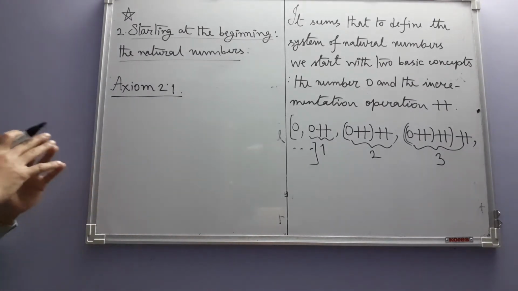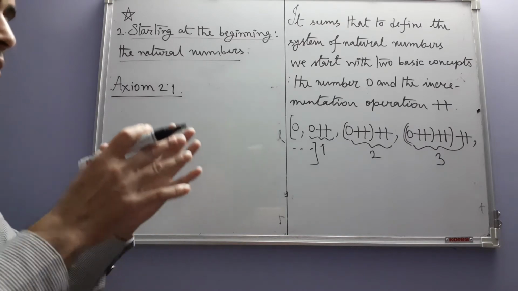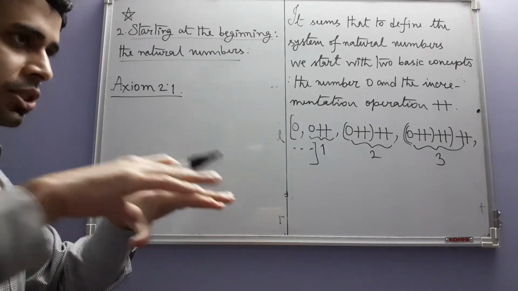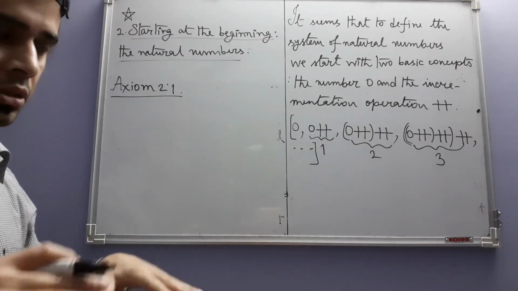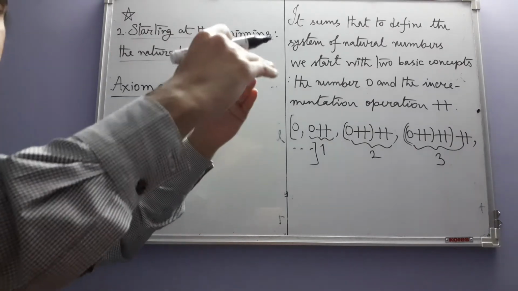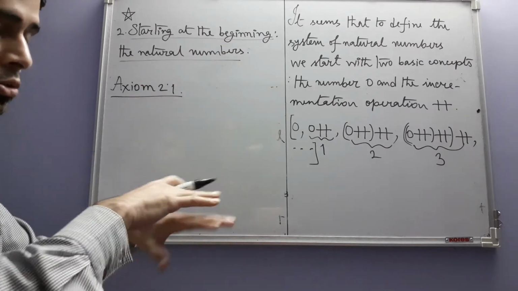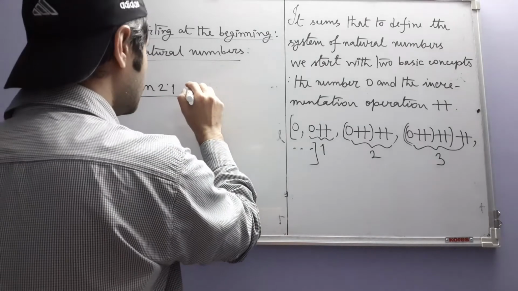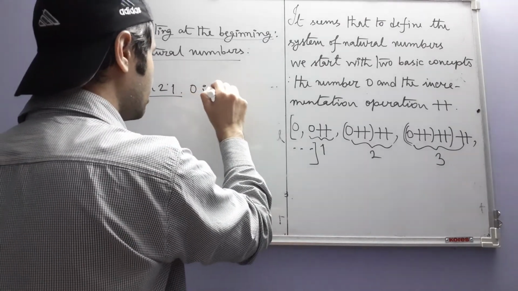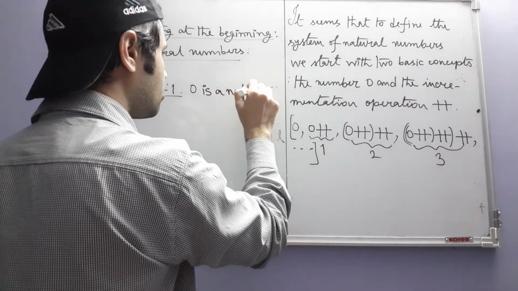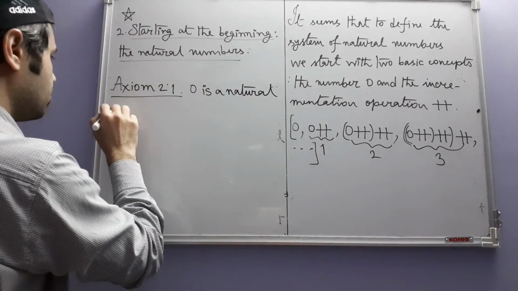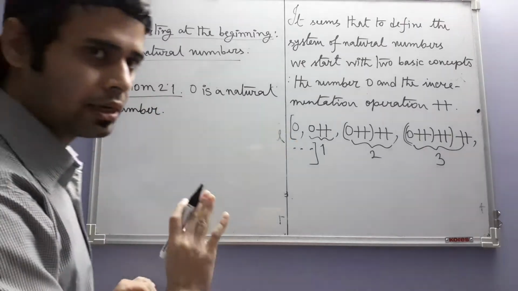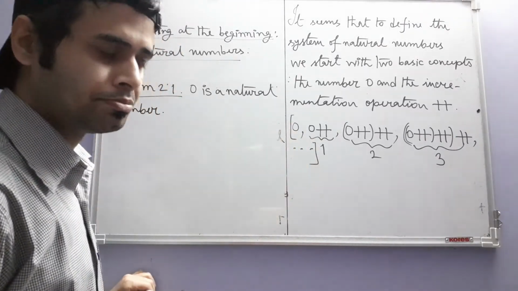So taking them together, we have the Zermelo-Fraenkel set theory, where the assumptions are taken as the basis of our theory and everything else is proved using these axioms. Anyway, so the first one is this: 0 is a natural number. Because we want 0 to be a natural number, we make that an axiom.